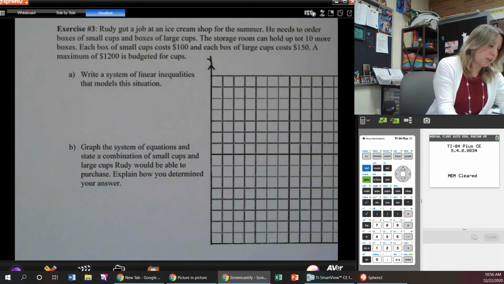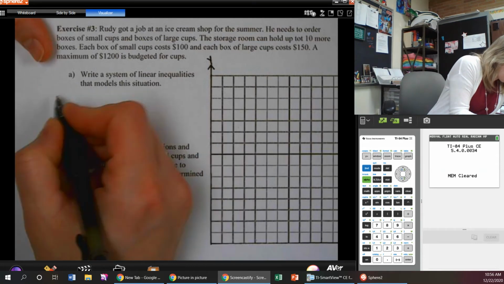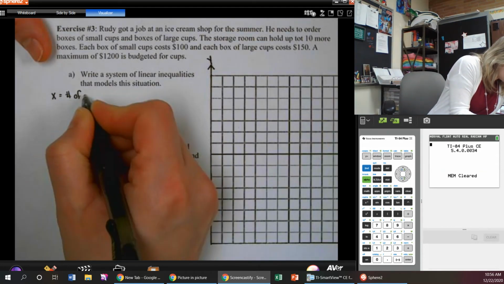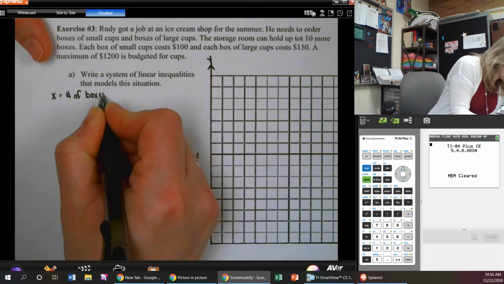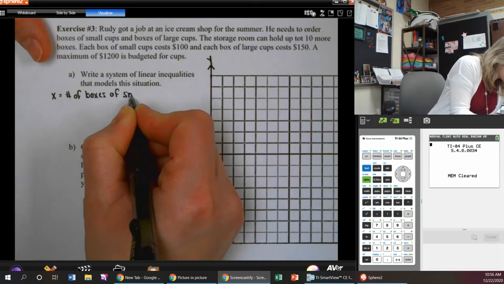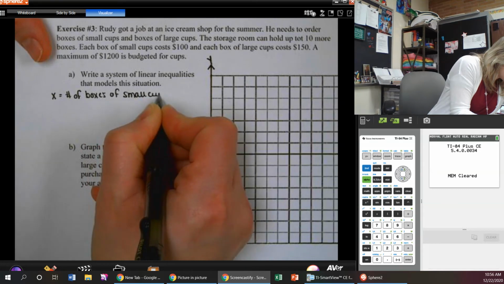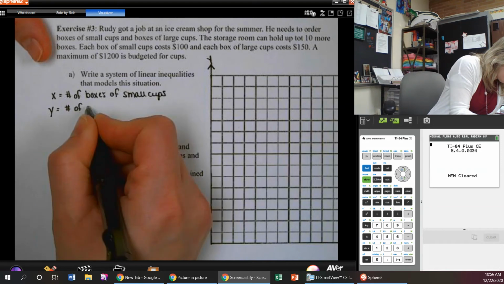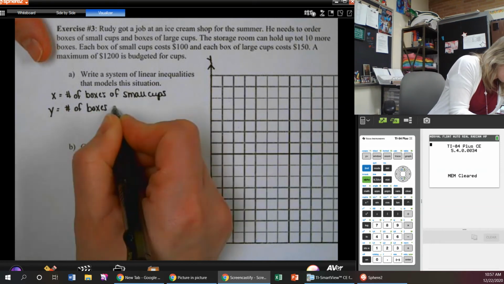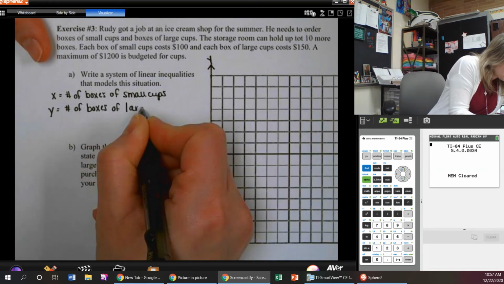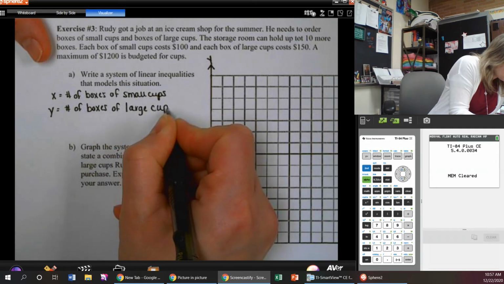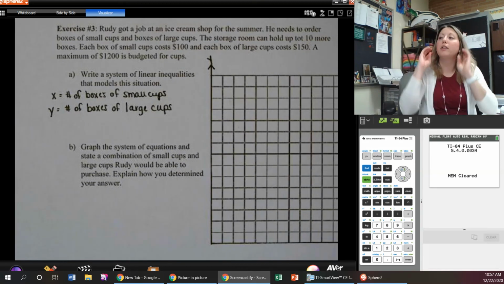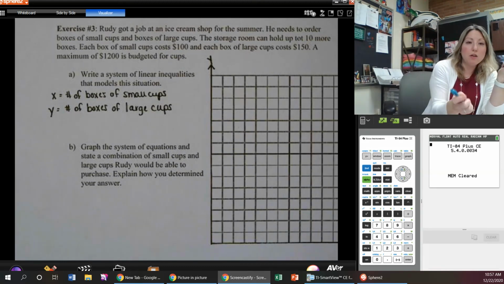Write a system of inequalities. Got it. So X is going to equal number of boxes of small cups. And Y is going to equal number of boxes of large cups. Okay, so that way you know what each of those two variables is representing when we go and graph them. So now let's write two inequalities.